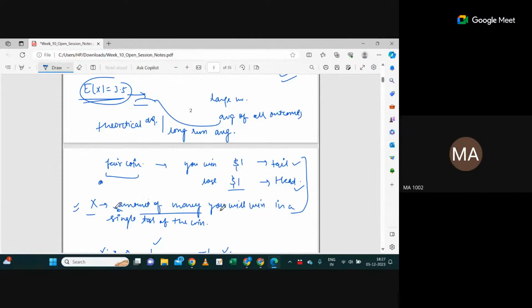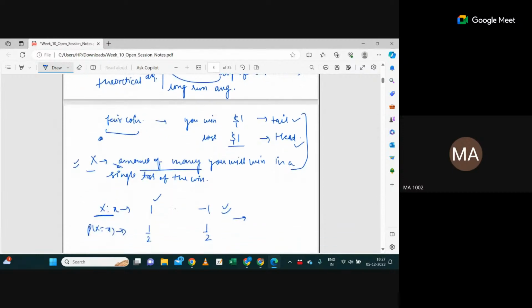It depends how we are defining my random variable. Accordingly, my random variable is going to take the values. Here I'm defining x as the amount of money you will win. If you lose, it will be -1, and if you win, it's 1. Those are the only two possible cases.